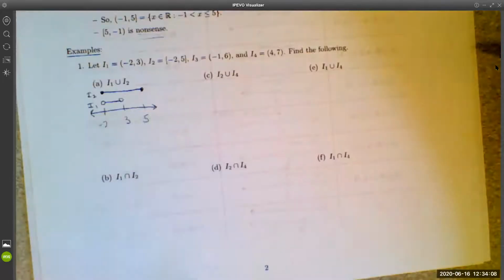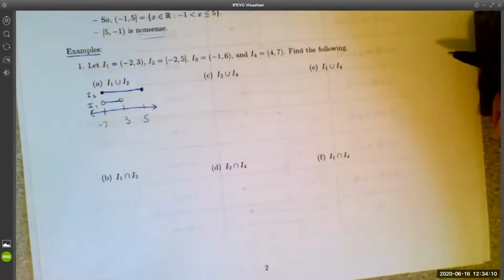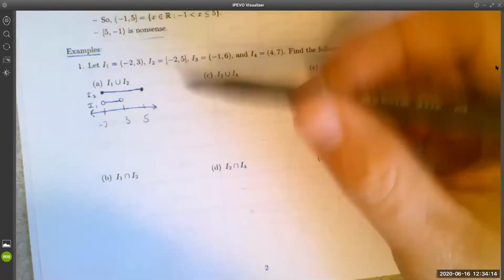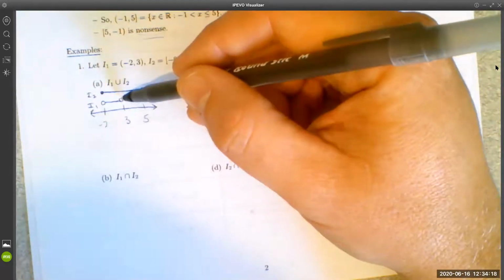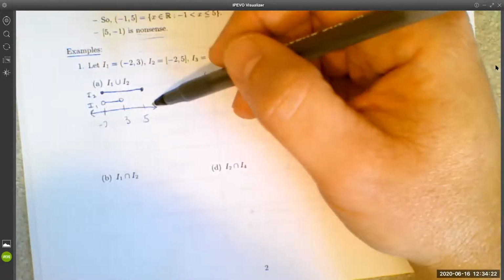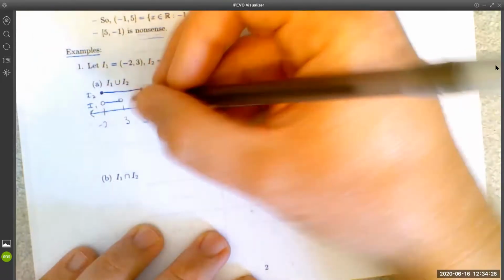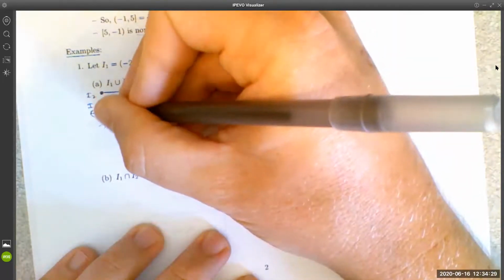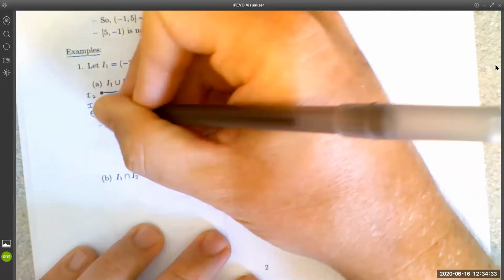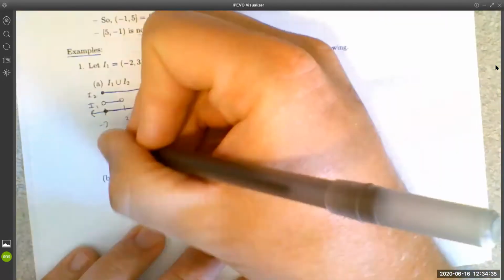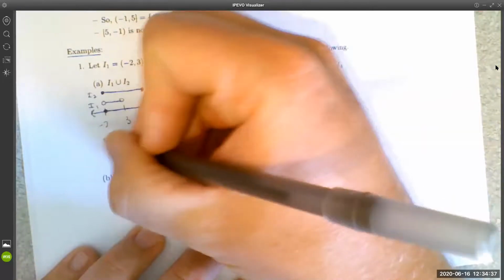If I want to find the union of these two things, remember the union is the combination of the two things. It's all of the things put together. So if we put these two sets together, that's the union of the two individual sets. In this case, if I put both of these together, I'm just going to get I2 back. So my solution set is just going to be I2, -2 to 5.